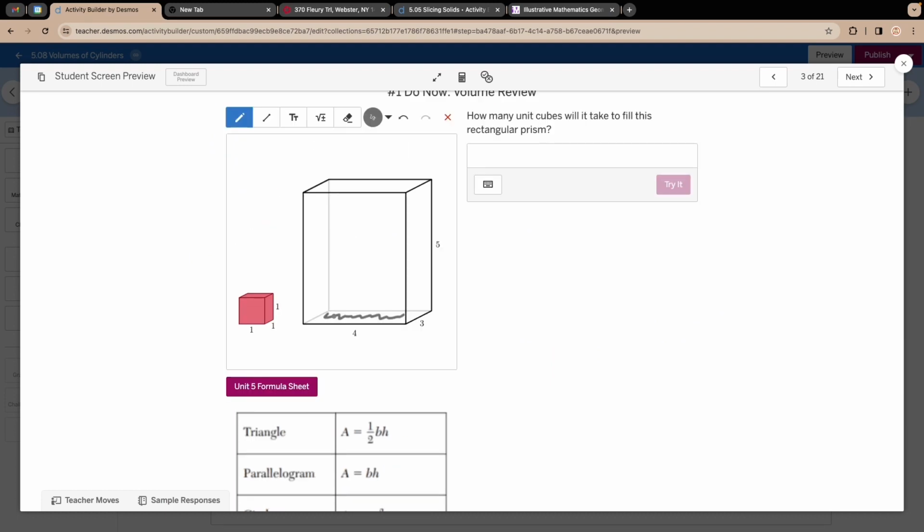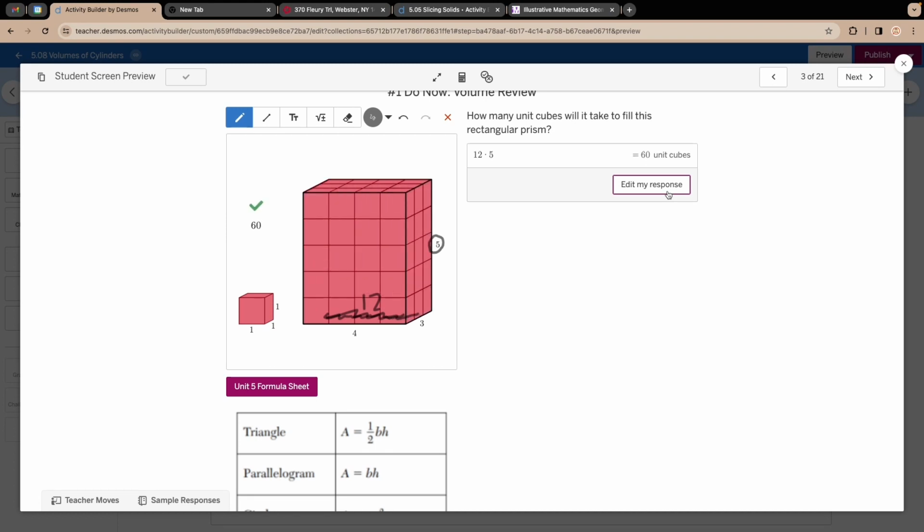So for this problem, the area of this base is 12. 4 times 3 is 12, times the height of 5. 12 times 5 is 60 cubic units that would fill this box, because it's the area of the bottom times the height. So we need 12 of those blocks 5 times up. So it's 60 cubes there.